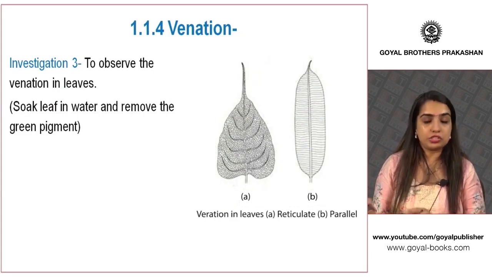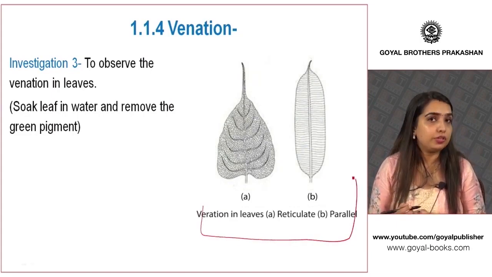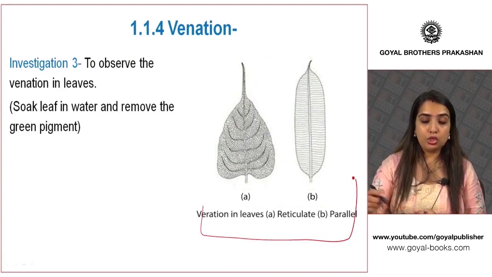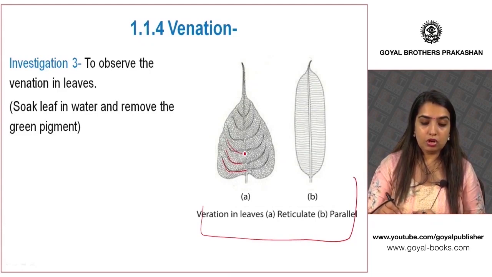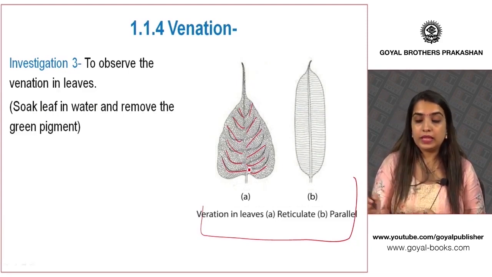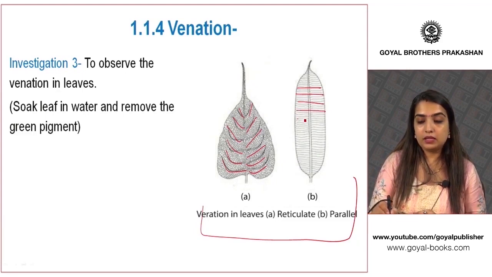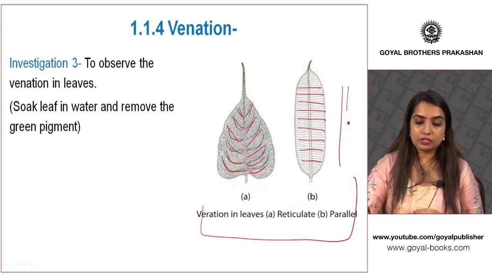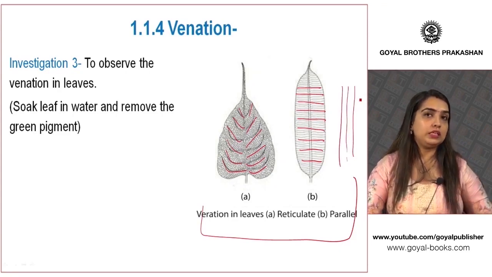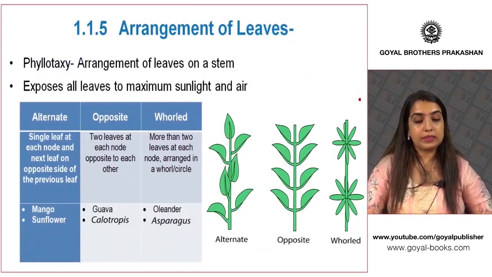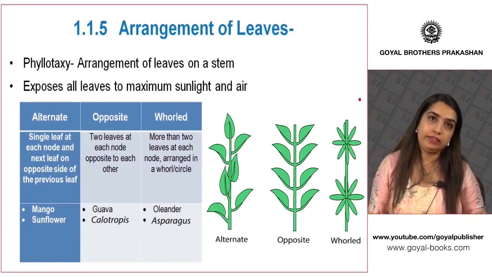You would notice structures like the ones which are shown in the picture here. So if you take a leaf which has reticulate venation, you would see veins going on in this manner as if they are forming a network, whereas in the parallel one, they seem to be parallel to one another, or sometimes you could even have venation horizontally or vertically. It varies.